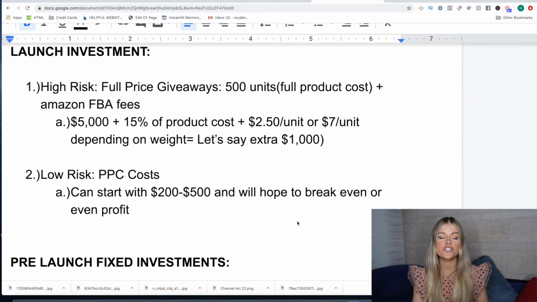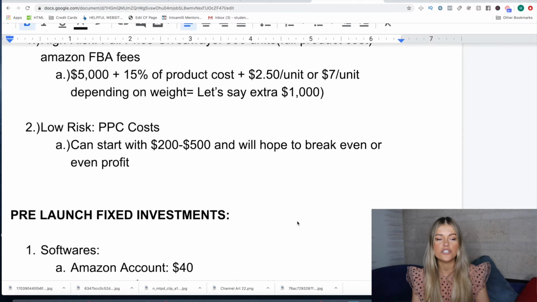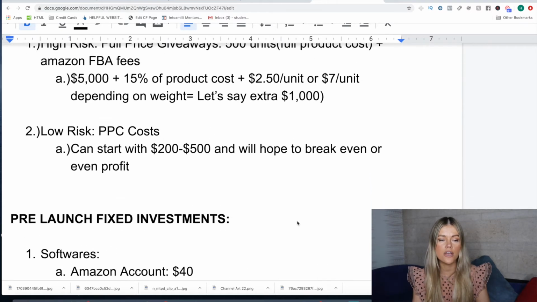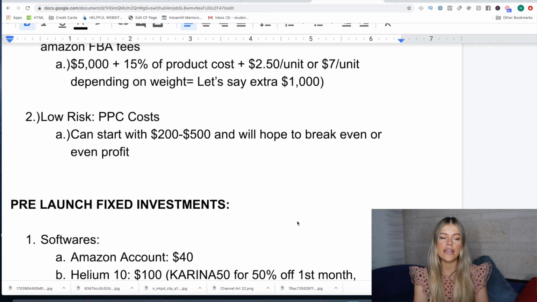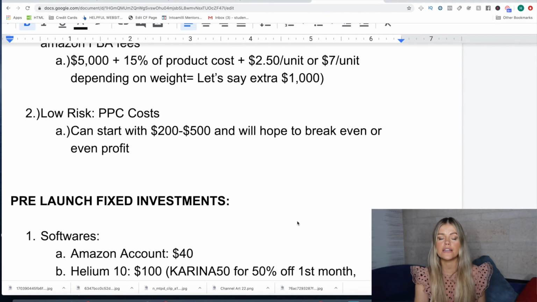Okay, now there's actually some other investment, which are the fixed investments, such as softwares, things like that. So let's start. To have a professional Amazon account, that's $40 a month. Then there is a Helium 10 subscription, which is basically how you do your product research. It's absolutely necessary. You do keyword research, you analyze sales trends of products, you see their revenue.